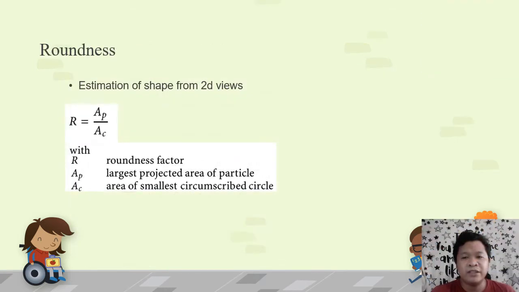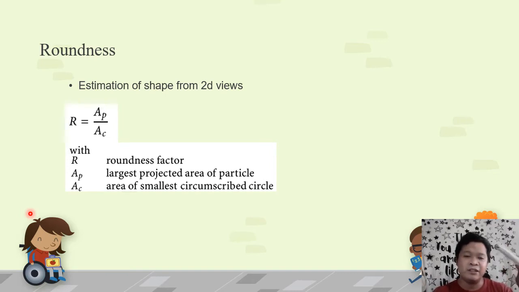So the roundness factor naman is an estimation of roundness from a two-dimensional point of view. Okay, so for example, roundness rather is equal to the ratio of the largest projected area of the particle versus the area of the smallest circumscribed circle, no? So I'll get something. Okay, I have here my calculator.